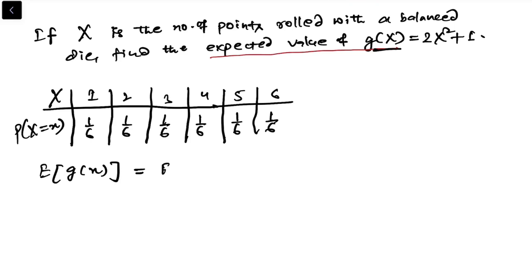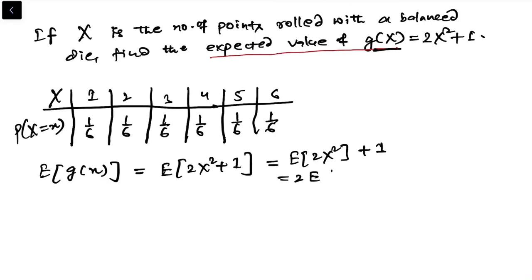This is simply the expectation of 2x square plus 1, right? Now, due to the property of expectation, you can bring the constant outside, and also you can separate the terms of the expression. Expectation of a constant is just the constant. This is 2 times expectation of x square plus 1. Now the reason I drew this table is to find out the expectation of x square. So let's find out the expectation of x square.